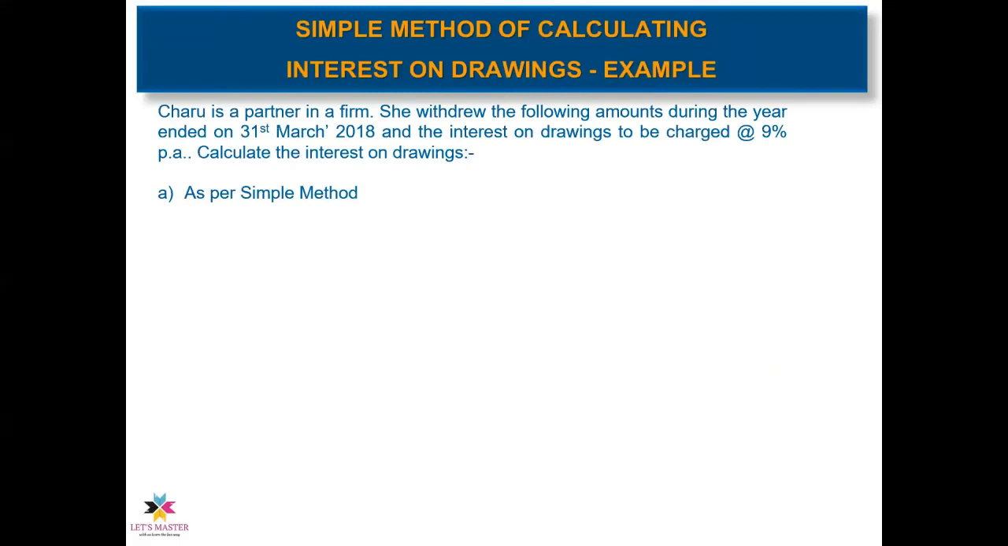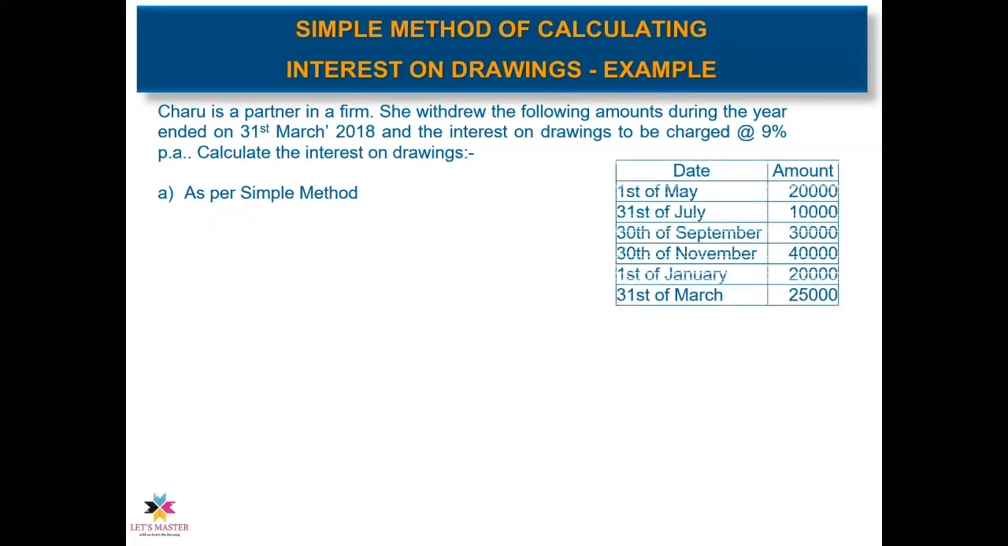Charu is a partner in a firm. She withdrew the following amounts during the year ended on 31st of March 2018. The interest on drawings needs to be charged at the rate of 9% per annum, and you are supposed to calculate the interest on drawings. For calculation, we will use the simple method. And these are the amounts of drawings along with the dates on which the drawings were made. So how are we going to solve this?